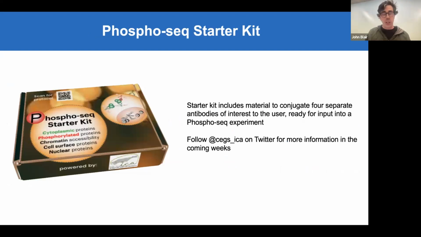And so then finally, just want to announce and indicate that we're in the process of assembling a Phospho-seq starter kit. And so I have the box right here. And so this starter kit will include material to conjugate 4 separate antibodies that you might want to ready for input into a Phospho-seq experiment. So it will contain readily labeled, uniquely indexed oligos. And then you just need to go into your freezer, find whatever antibody you might be interested in, pull that out, and then you can label it with those oligos and you can run your own Phospho-seq experiment.